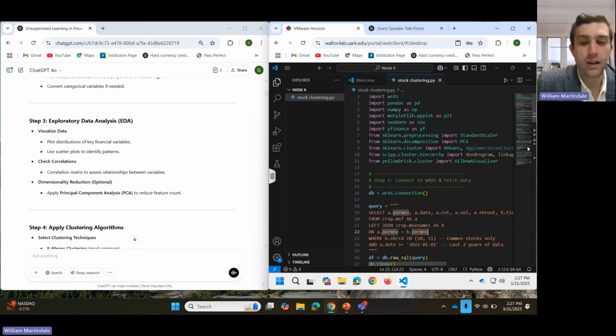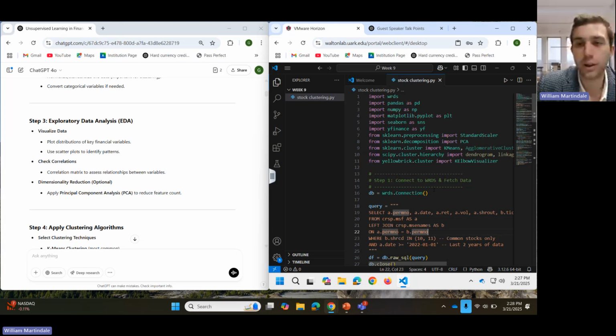So in summary, this project demonstrated how unsupervised learning can be used to find patterns in financial markets. We successfully clustered stocks, analyzed sector alignments, and uncovered investment opportunities. This method can be a powerful tool for investors and portfolio managers.